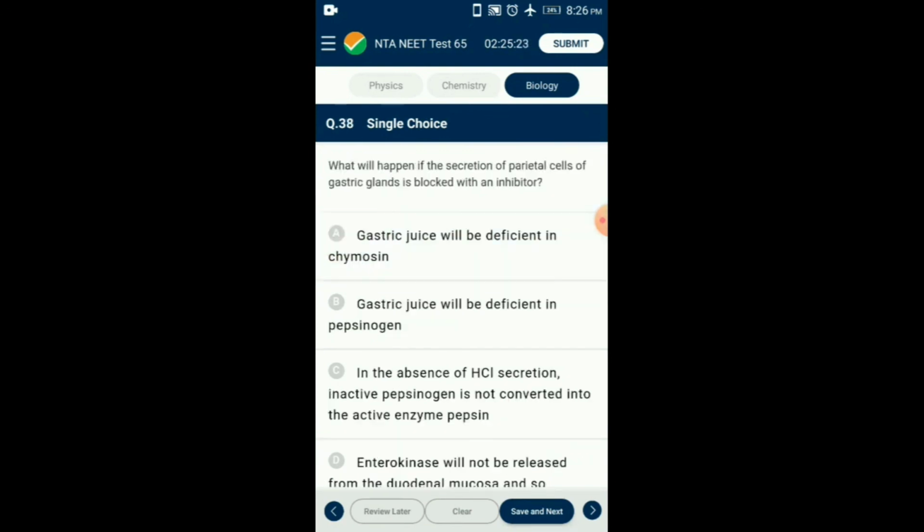Question number 38. What will happen if the secretion of parietal cells of gastric gland is blocked with an inhibitor? The oxyntic cells or parietal cells of the gastric gland secrete HCl. This HCl converts pepsinogen and prorenin to pepsin and renin respectively. So the answer for this question is option C. In the absence of HCl secretion, inactive pepsinogen is not converted to active enzyme pepsin.